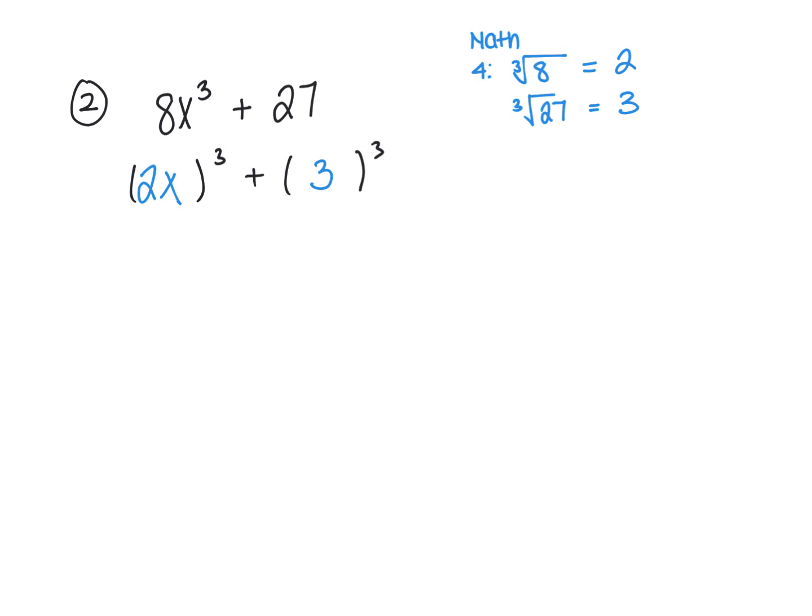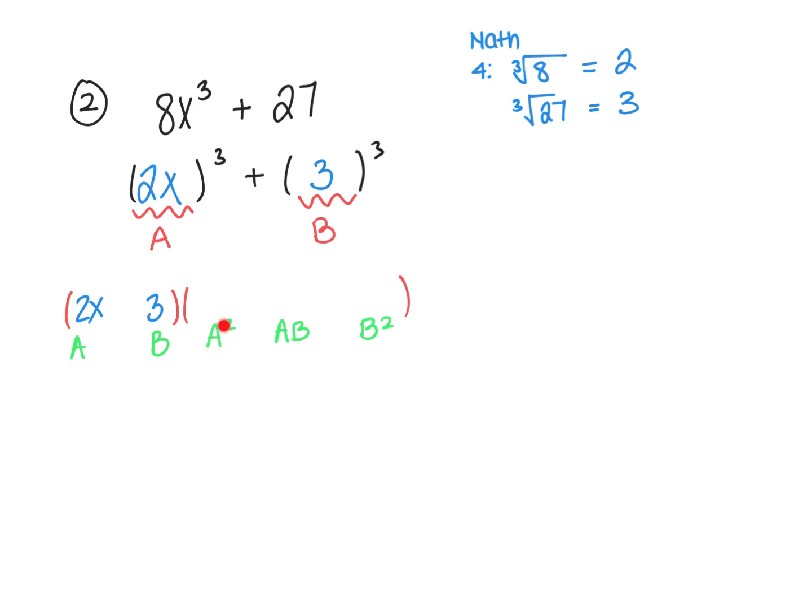Now we know our second step. Label this first parenthesis A, second parenthesis B, and we're going to follow the pattern. So remember, it's small parenthesis, long parenthesis. In the small parenthesis, it goes A, B. In the big parenthesis, it goes A squared, AB, and B squared. So let's go ahead and do it. A is 2x, so that is going to go here. B is 3, so that's going to go here.